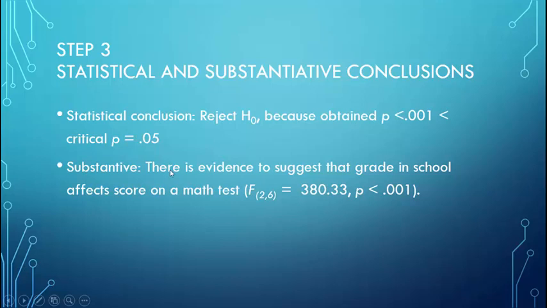Substantively, this is our conclusion. There is evidence to suggest that grade in school, that's our independent variable, so whatever your independent variable is, you put in there, that grade in school affects scores on a math test. That's your dependent variable. And that's what goes there. F with 2 and 6 degrees of freedom is 380.33. P is less than 0.001.